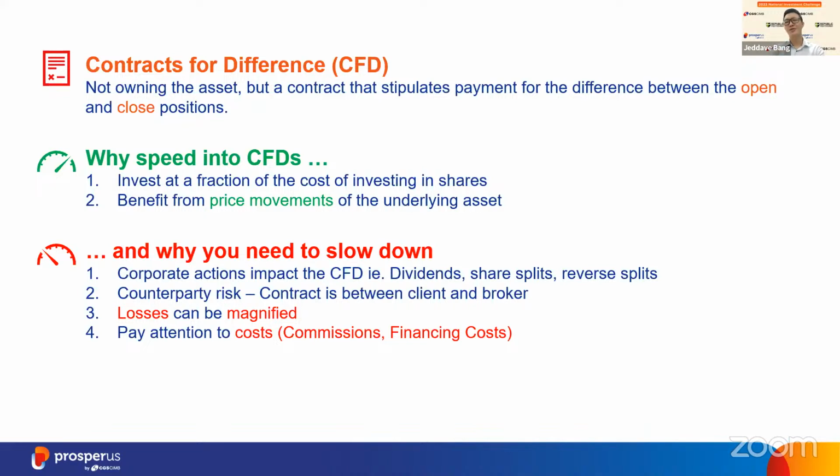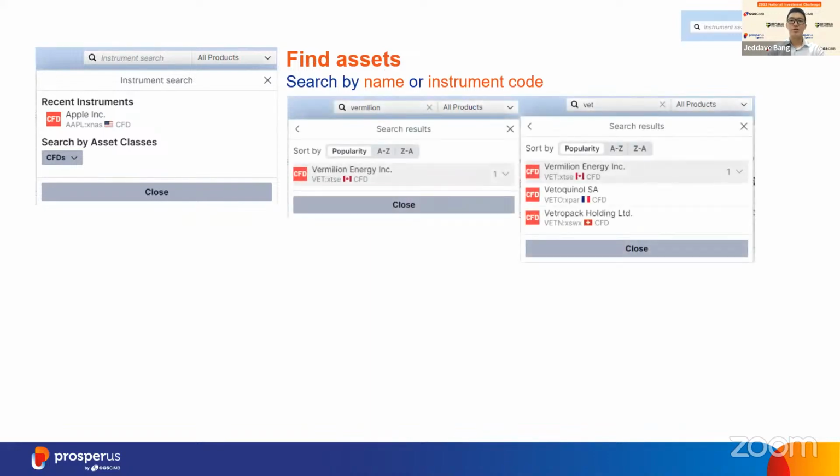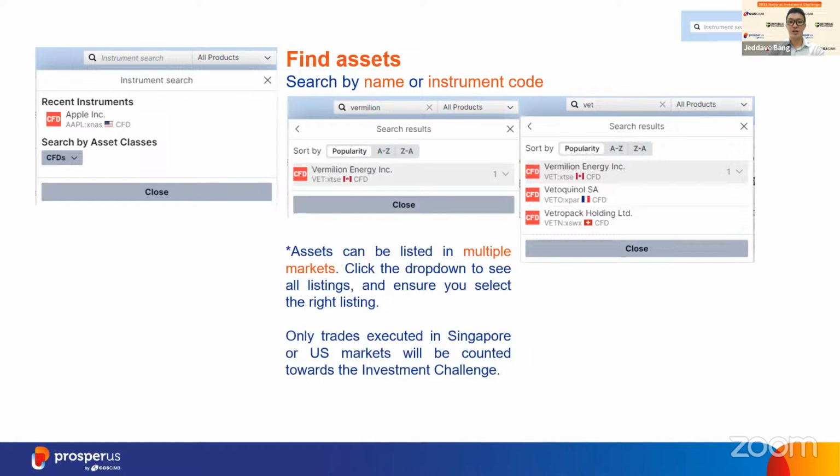Of course, it won't really come into play in this challenge, but it's just good to know. Right now, I'm just going to continue on with this segment to let you know that when you go into assets, you can actually see that assets are listed in multiple markets. When you search for something like Vermilion, you will see that Vermilion Energy is listed as a CFD in Canadian.